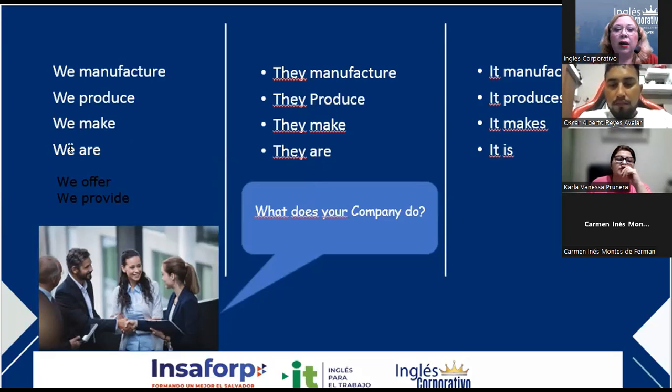We are, it has to be, for example, saying the expertise of the company. For example, if it is a bank, if it is a school, we can say we are a school, we are a university, let's say we are a financial corporation, right?